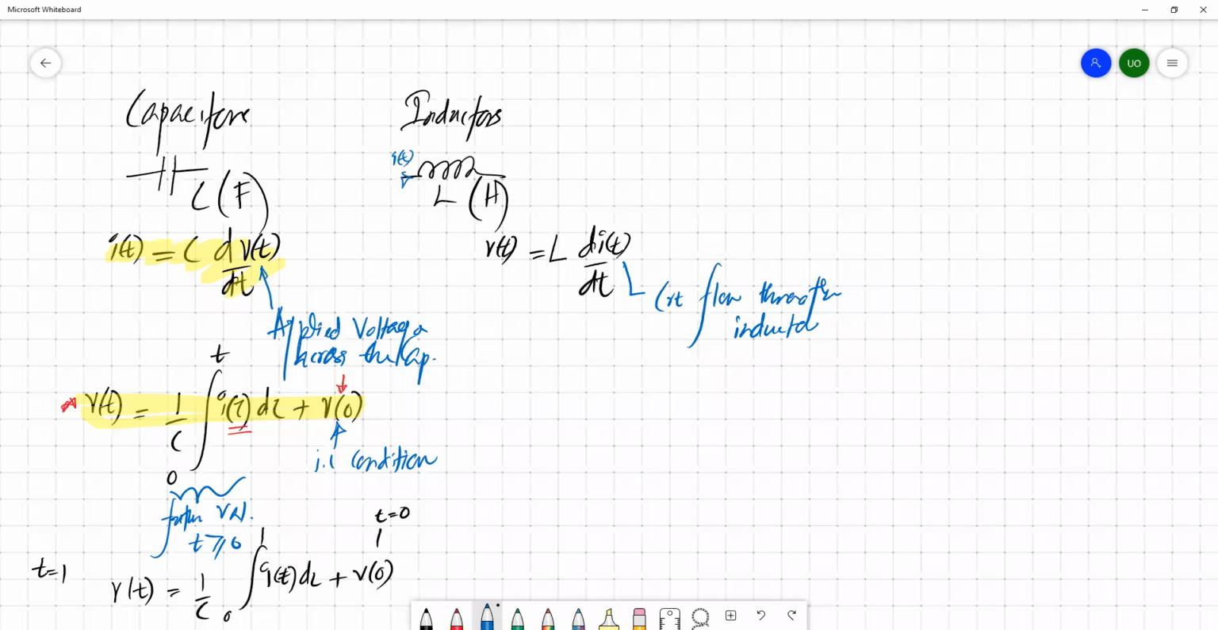If you apply a time varying current across the inductor, it induces a voltage, an EMF. The value of this EMF, the voltage, is simply equal to L, the inductance value, times the derivative of the current. Similarly, you can easily get an expression for the current through the inductor, which is equal to this.